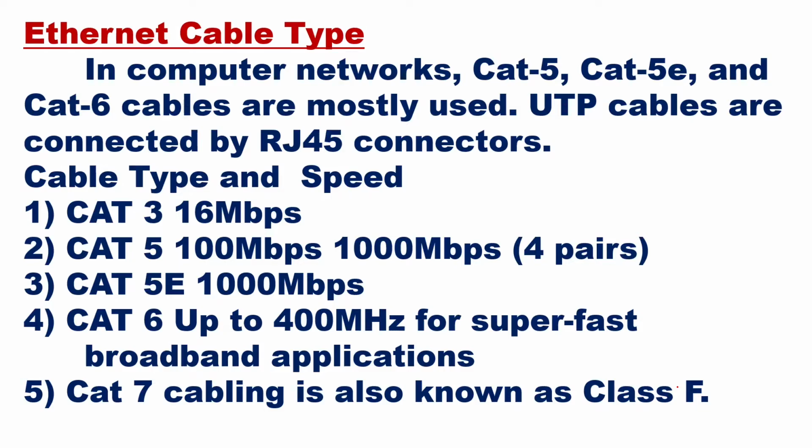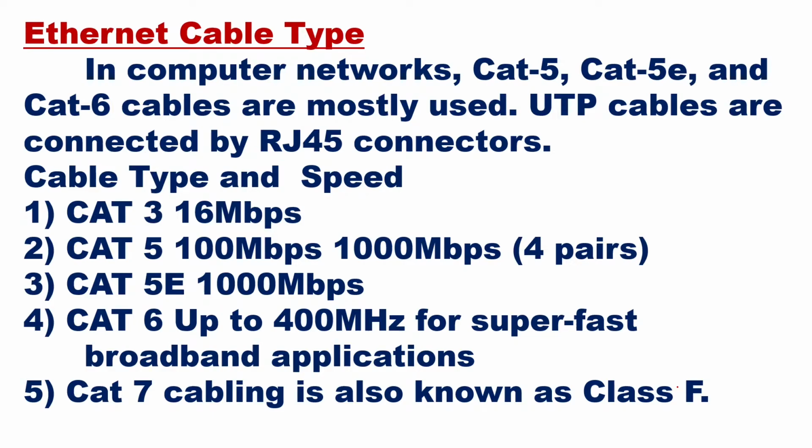Then we'll see what types of cables are available in the market. In our computer networks, you can have category 5 cable, category 5E cable, category 6 cable, which in short form are called Cat 5, Cat 6. Cat 5 and Cat 6 cables are mostly used. These are unshielded twisted pair, that is UTP, cables, which are connected by RJ45 connector.